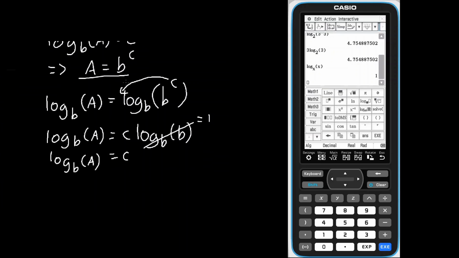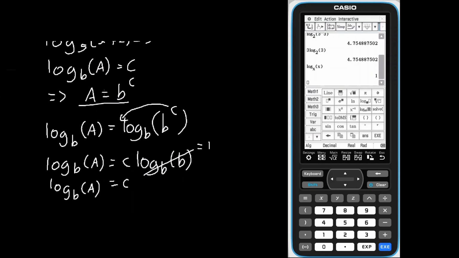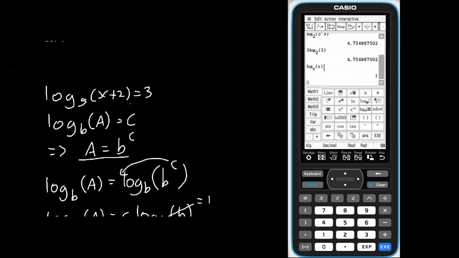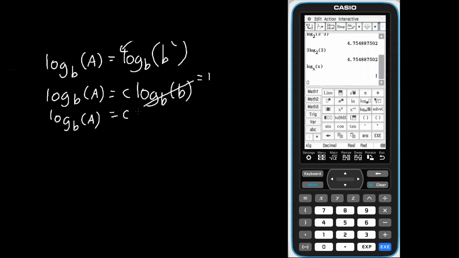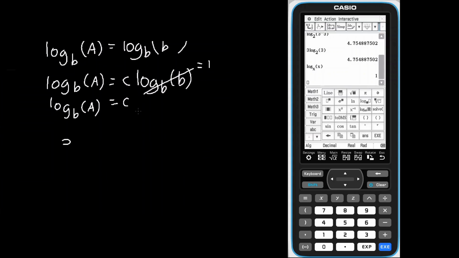You can either remember it by the first method, just swapping them around, but sometimes I get a bit confused, right? So that's why I have to remember wrapping everything in logs, okay? So now that we've got that, we can rewrite this top equation in the other form. And so now we have x plus 2 is equal to 5 to the power of 3.